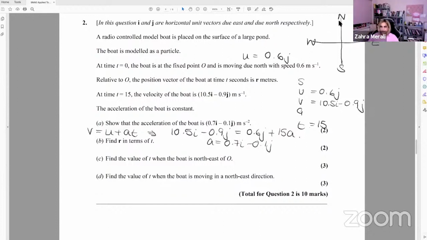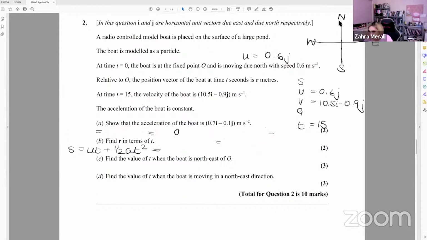Now we want an expression for r. r is just the vector world way of saying s. So what do we know? We know u, we know a, and so all we're going to use is s equals ut plus a half at squared. Let me clear that because you can see what the acceleration is above. So our u is 0.6j, so we're going to get 0.6jt plus a half a, which is 0.7i minus 0.1j, t squared.